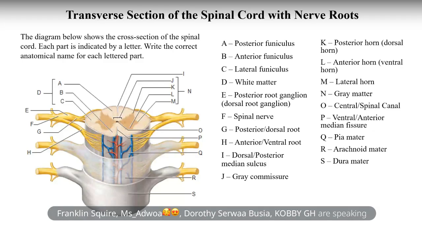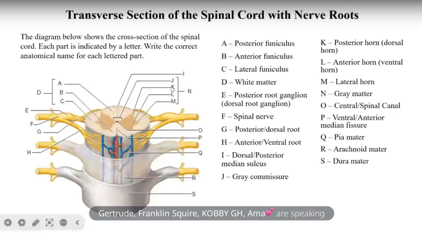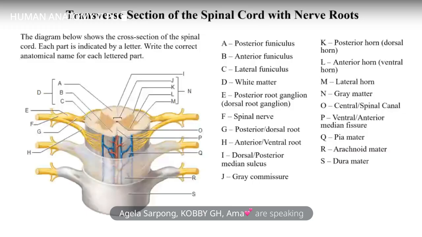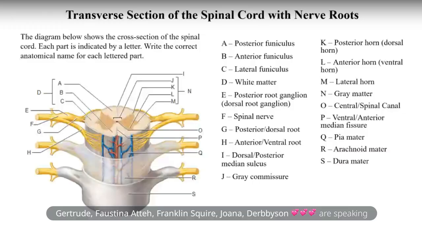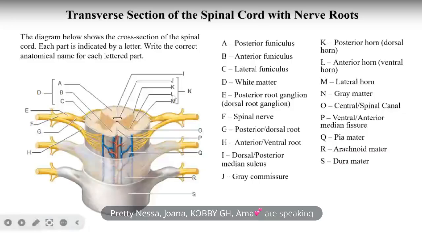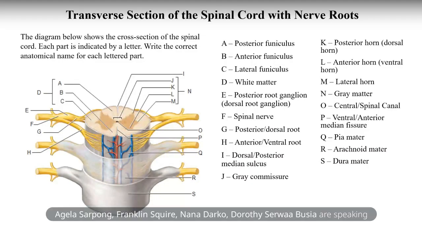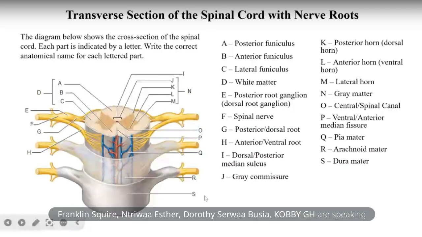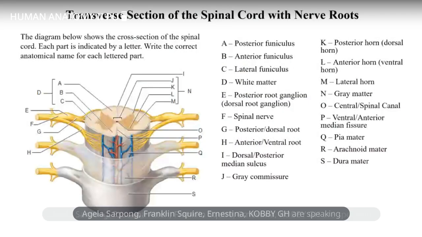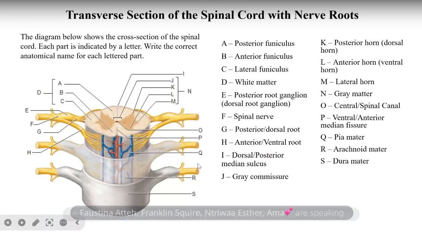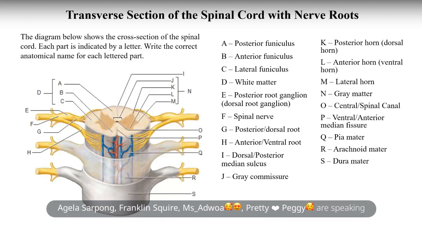Okay. Which part is K? Posterior horn. L. Anterior horn. Which part is M? Lateral horn. Which part is S? Dura mater. Which part is Q? Pia mater. And which part is R? Arachnoid mater.